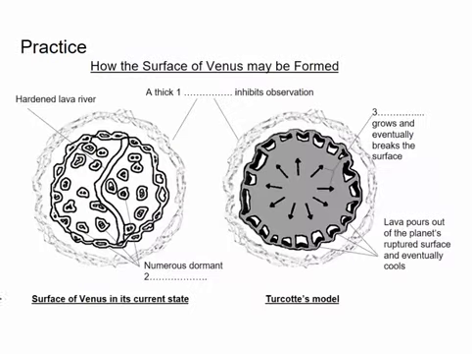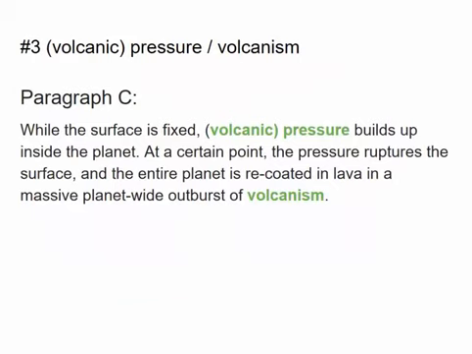Okay, now the answer choice 3 asks us to think about Turcotte's model, and that we get in the next paragraph. Something grows and eventually breaks the surface. Okay, breaks through the surface of Venus. What's described that eventually grows quite a bit, and then eventually causes the surface of Venus to break? All right, well, in the passage, we get that paraphrased here.